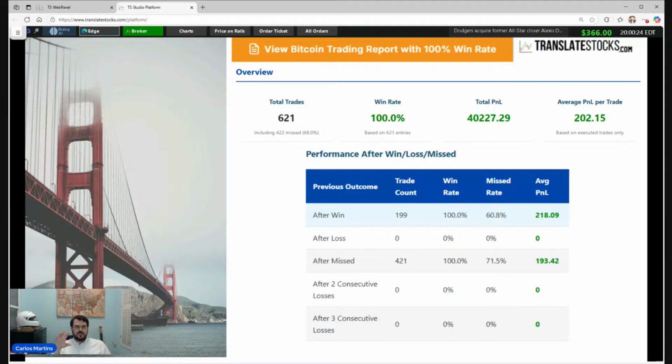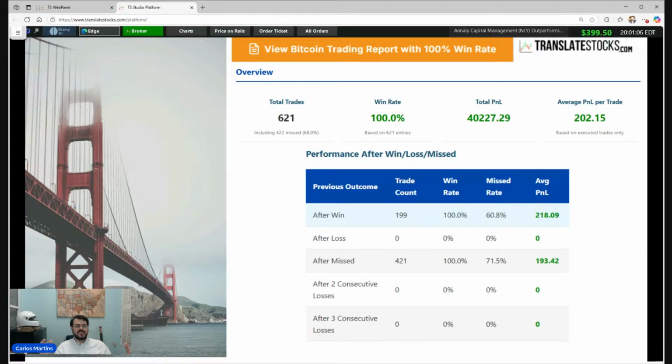For that strategy, for those Bitcoin chart entries, we don't have losses. We have been trading this kind of strategy for 3 weeks now, and we don't have losses. Of course, when you switch to the micro futures, some of the missed entries that you have for the Bitcoin chart will not be missed entries for you. So it's a little bit different.